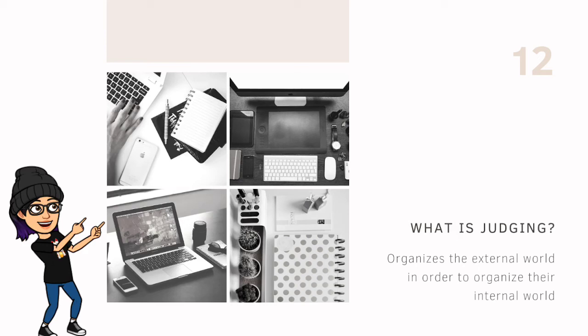Many judging types are known for their apparent cleanliness and orderliness, but this cleanliness is mainly for their own sake. These types need their space to be organized because it helps them organize their thoughts. If the outer world is in disarray, the inner world will be in disarray as well. And for a majority of judging types, that means disaster.